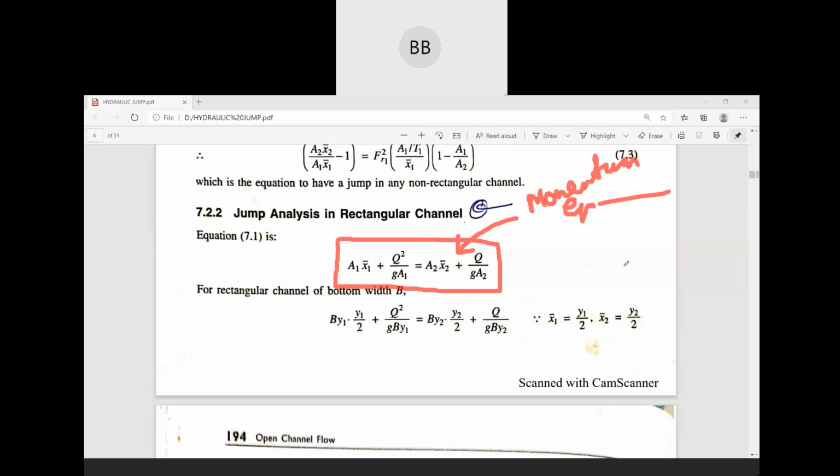The derivation of this is already there. I am going to share all the files today, after the class. You can also find this derivation. But whenever in the exam you are asked to derive, you do not have to derive this expression again. You can directly use this expression and then go for the derivation of the relation between y1 and y2 value. So you directly write down this expression.